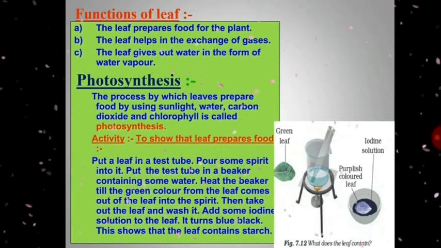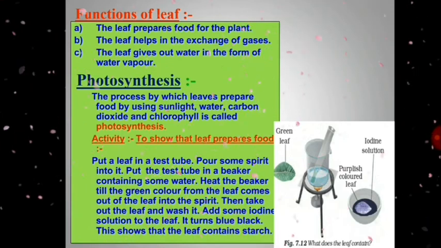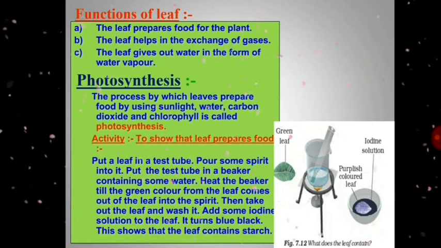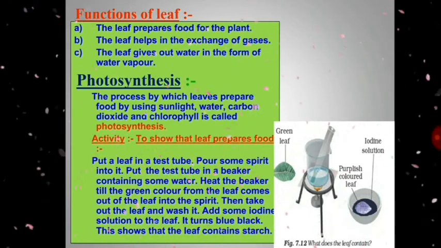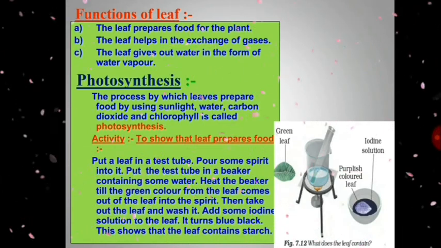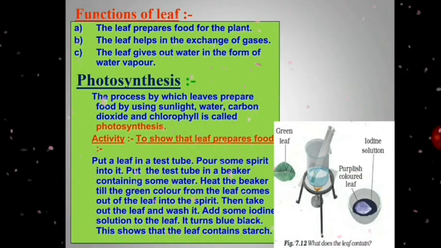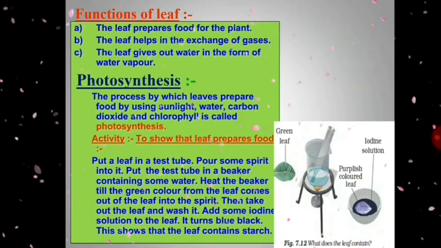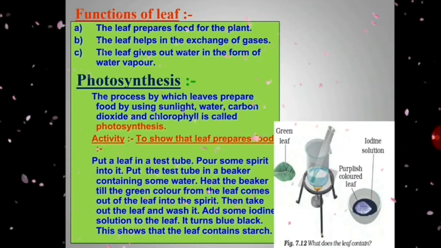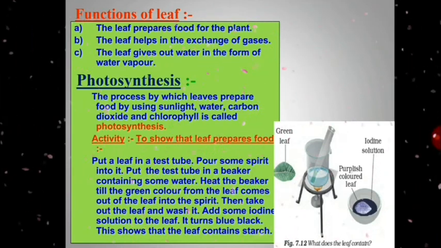So starch formation, that is food formation, has taken place in the leaves by using its chlorophyll in the presence of sunlight. So we can say that leaf prepares food. So leaf is called the kitchen of the plant.